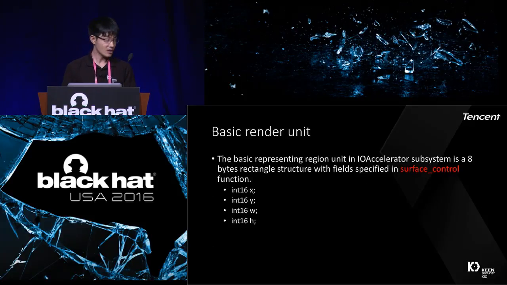And also, after these 4 basic functions, we also have a basic rendering unit, which is not only in the IOAccelerator surface, but also in the IOAccelerator subsystem. It is an 8-byte rectangle structure with a field specified in the surface control function. It's not hard to understand that to specify a rectangle and uniquely identify its location and its size, you must provide the x coordinate, the y coordinate, and the width and the height of the current rectangle.